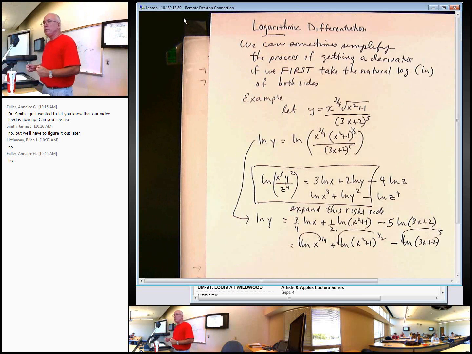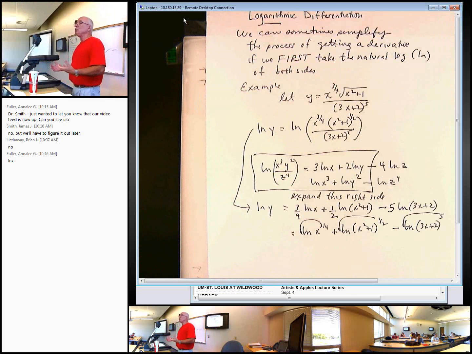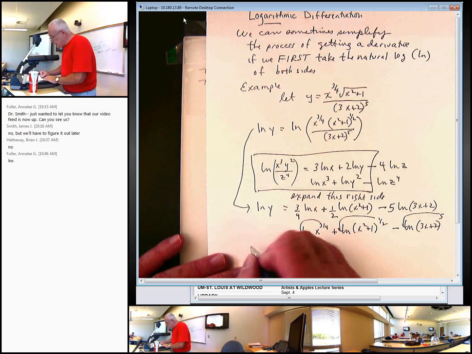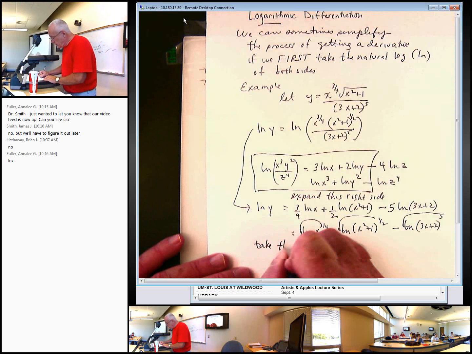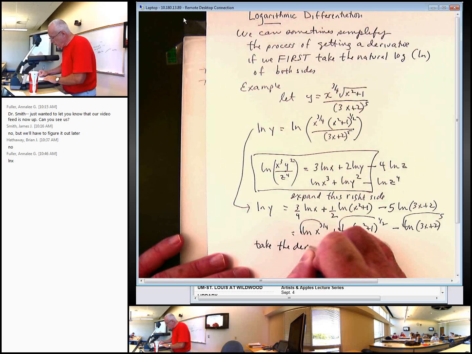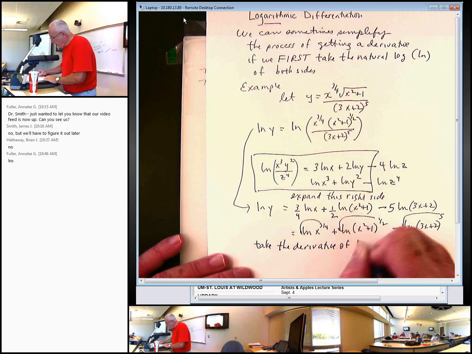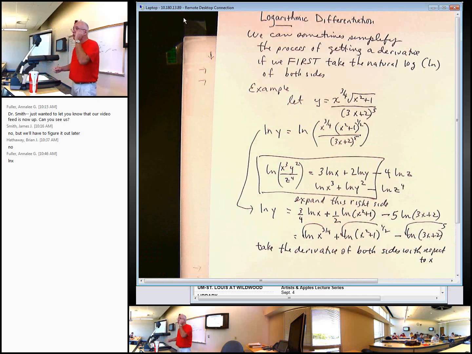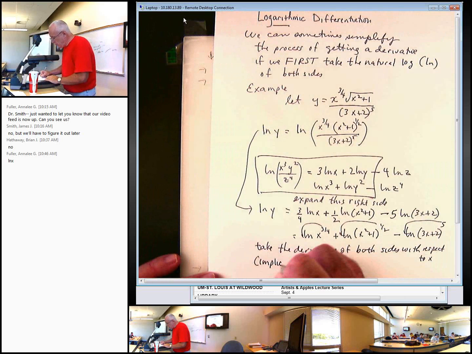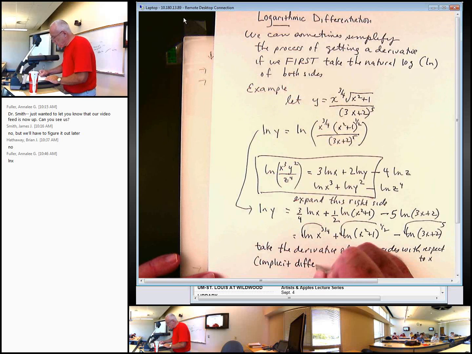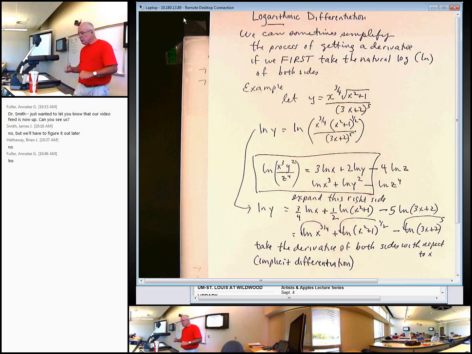What do we want to do with it? Well, we're asked to do a derivative here, so I'm going to take the derivative of both sides with respect to x. And again, this is called implicit differentiation. But what I'm really doing is just taking the derivative. Implicit differentiation. Okay.